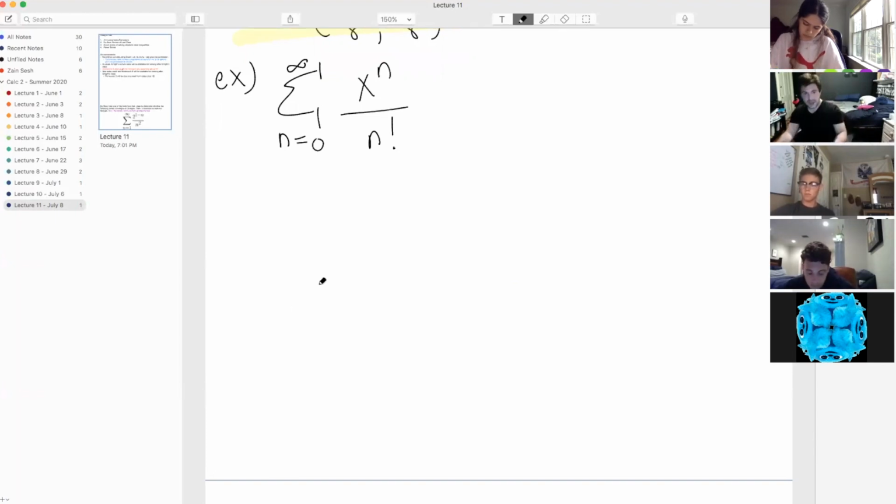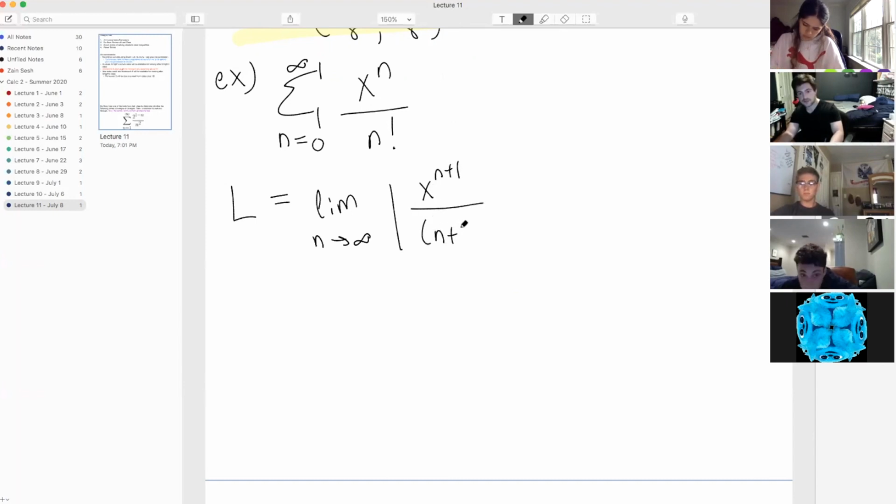So the strategy is the same. We look at this limit, capital L. We need absolute values now. It's going to be the n plus 1th term, x to the n plus 1 over n plus 1 factorial, and now let me multiply by the reciprocal of the nth term, since we're dividing fractions: n factorial over x to the n.